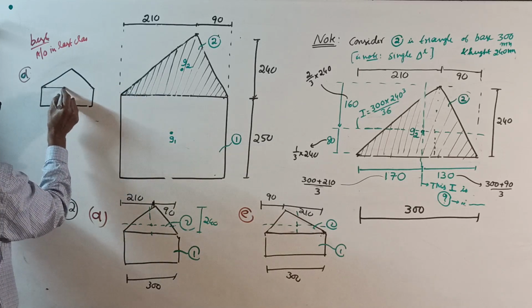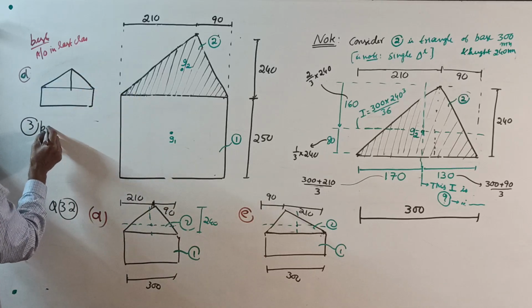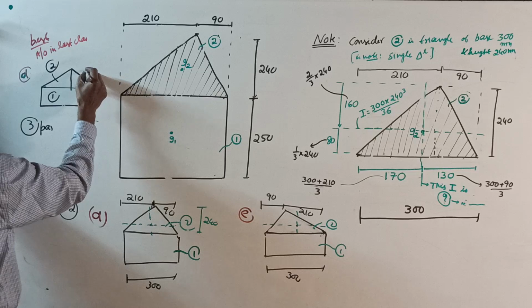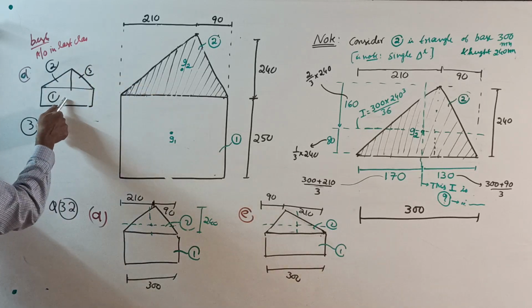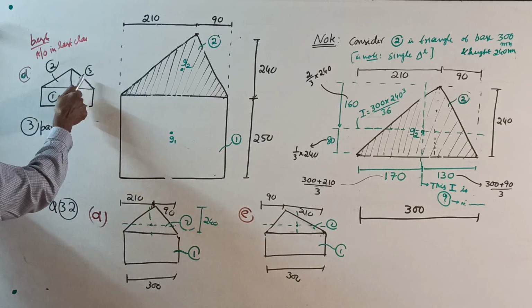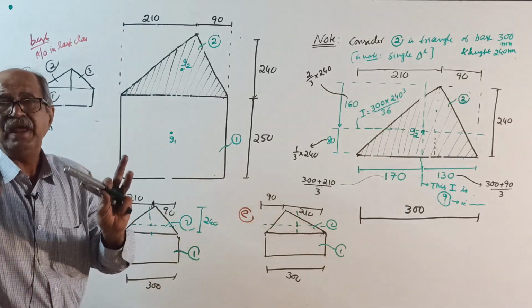It is divided into three parts: 1, 2, 3. One is a rectangle. 2 and 1 make a rectangle. 2 and 3 are right angle triangles.